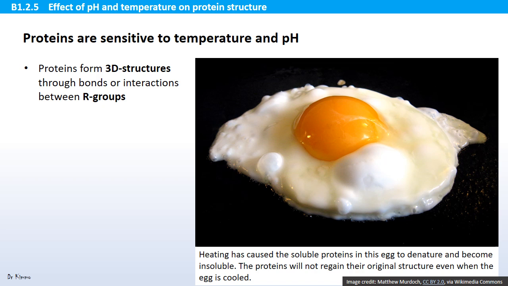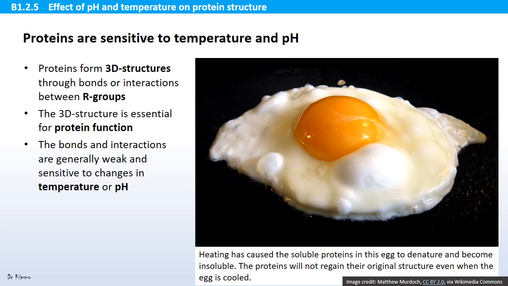Proteins are sensitive to temperature and pH. Proteins form 3D structures through bonds or interactions between R groups. If you're doing higher level biology, this is something you will be learning more about later in this video. The 3D structure is essential for protein function, and the bonds and interactions are generally weak and sensitive to changes in temperature or pH.